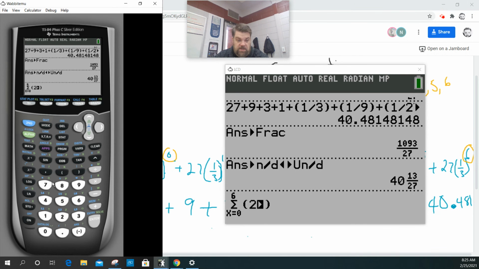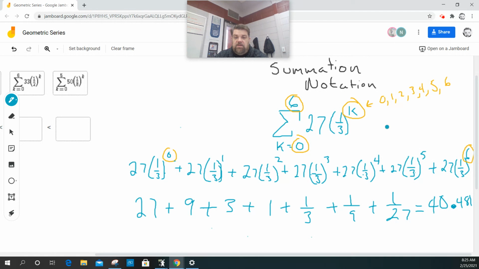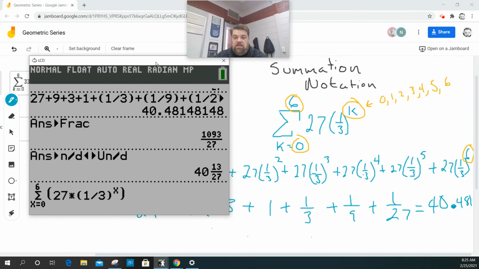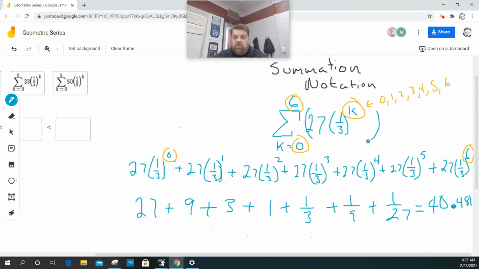Then I'm going to put in 27 times 1 divided by 3. Now here, I've got to put the parentheses in there. I'm going to have a lot of parentheses, and then I'm going to put an x here. As you can see, it looks basically identical to what I have written down here. That's what we're going for, to make this look exactly like this, except this is going to be in parentheses when you put it in the calculator.